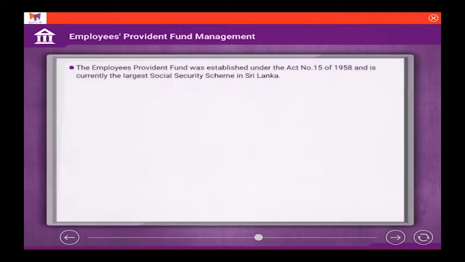The Employees Provident Fund was established under the Act No. 15 of 1958 and is currently the largest social security scheme in Sri Lanka. The aim of the EPF is to assure financial stability to the employee after retirement life and to reward the employee for his or her role in the economic growth of the country.